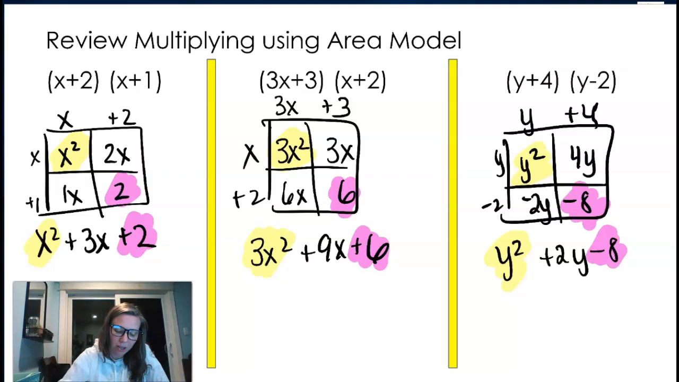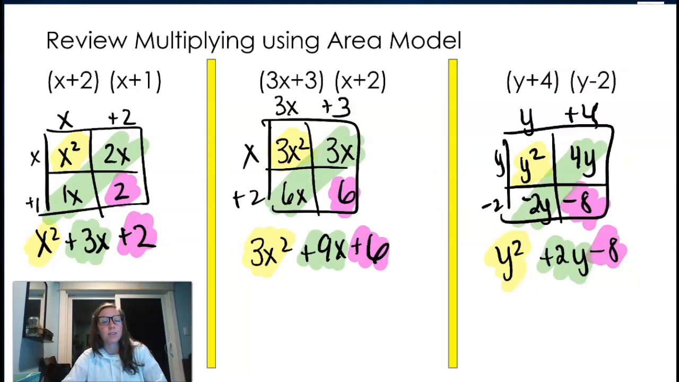The tricky part is where this middle term is coming from, because we have two boxes left and only one term. The 3x is coming from adding these together. You're right, 2x plus 1x is 3x. And 6x and 3x is 9x.